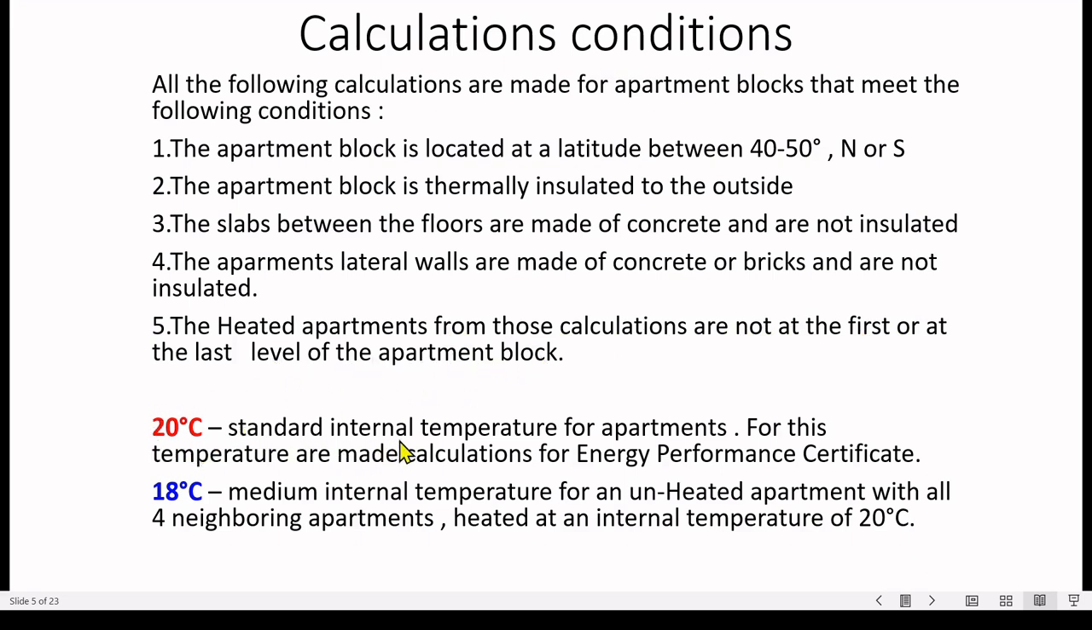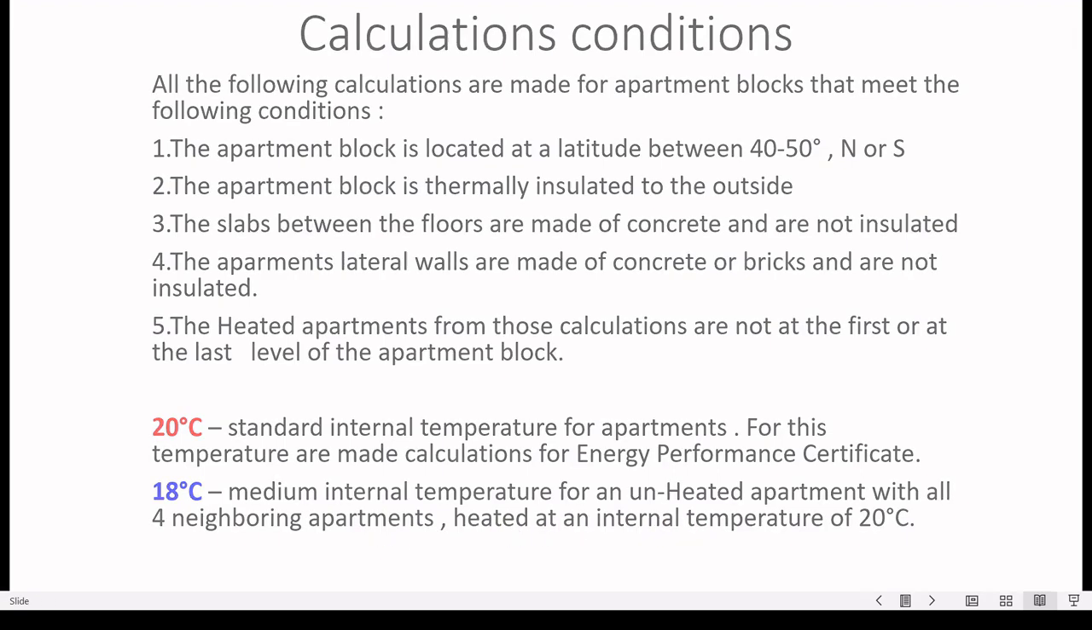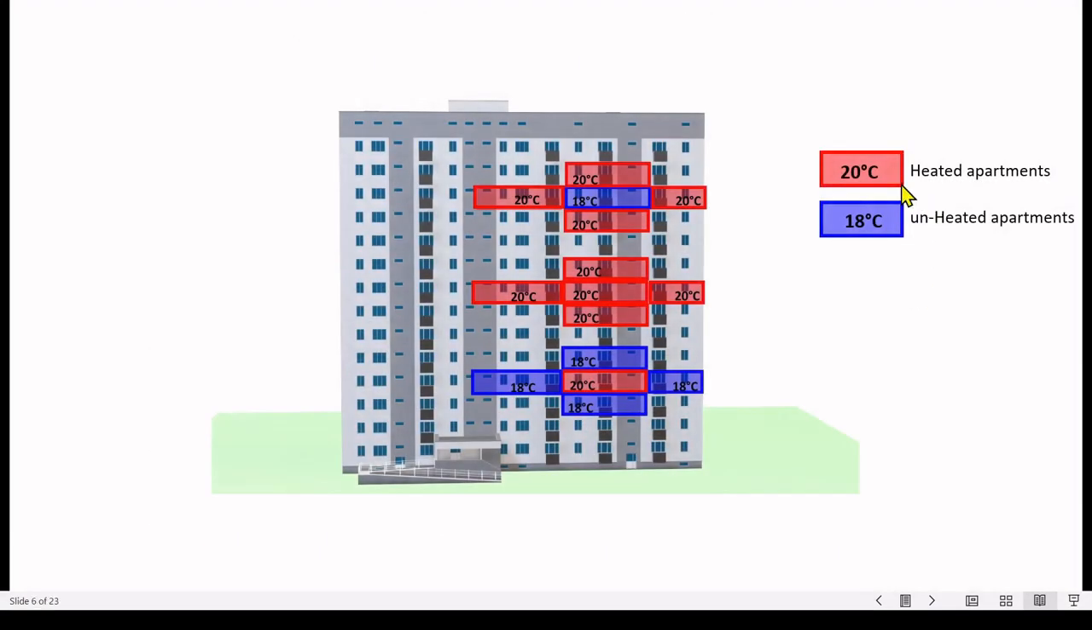20 degrees is the standard internal temperature for apartments. For this temperature, calculations are made for the energy performance certificate, and 18 degrees, after calculation, is a medium internal temperature for an unheated apartment with all 4 neighboring apartments heated at an internal temperature of 20 degrees. So 20 degrees is for heated apartments and 18 degrees for unheated apartments. And let's see for those 3 situations what's happening with thermal flows.